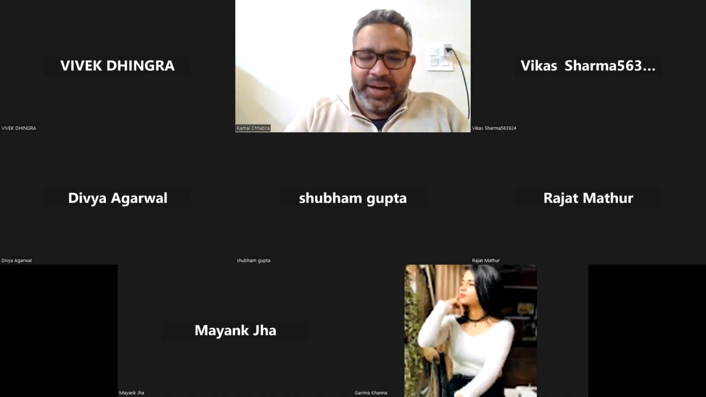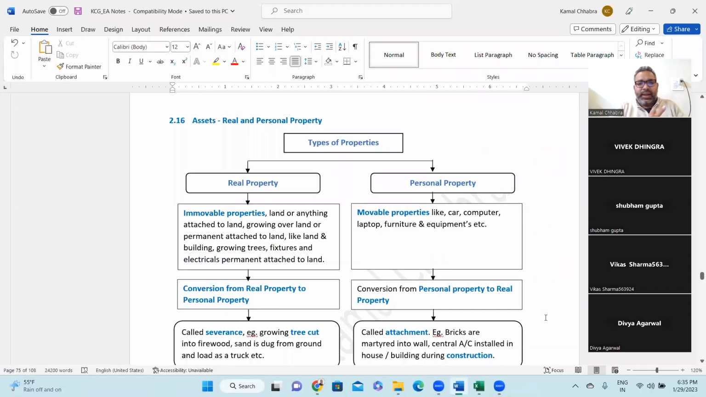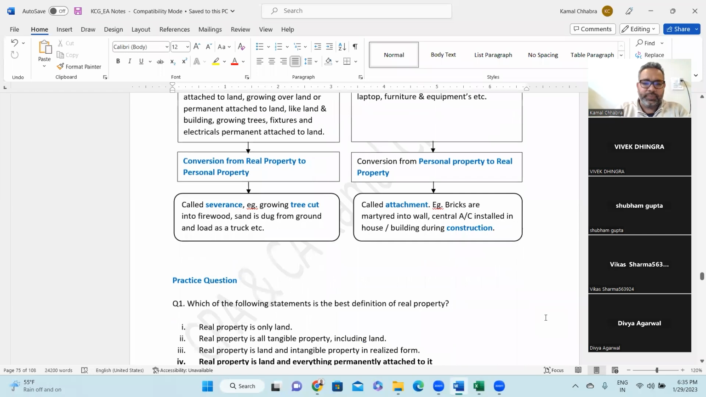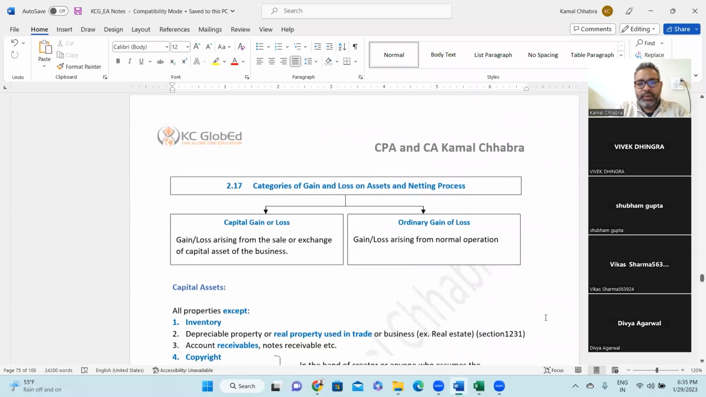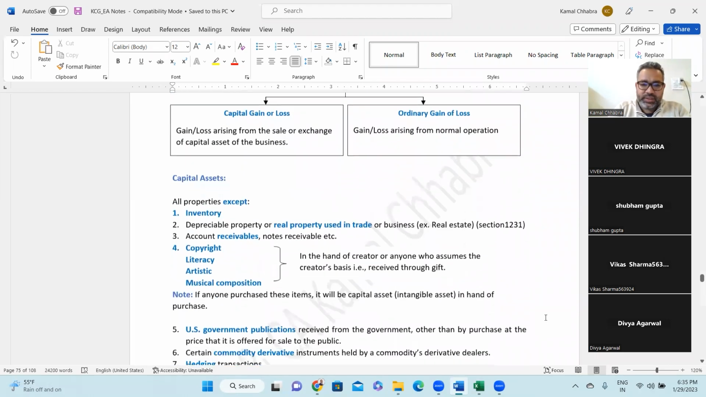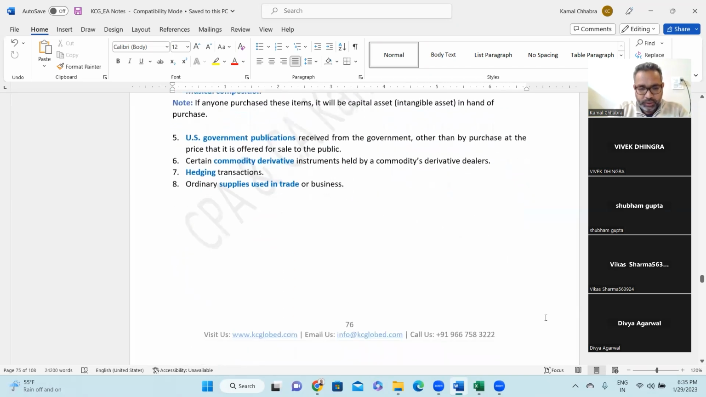Hi everyone, welcome back to the US taxation class. Before we went on a break, we covered a couple of good topics relating to assets, which include real property and personal property. We discussed what is real property, what is personal property, and how we can convert real to personal and personal to real. We did some example questions of that. Then we did categories of gain and losses, which include capital gain or losses and ordinary gain or losses. Then we discussed what are capital assets and what are not capital assets.